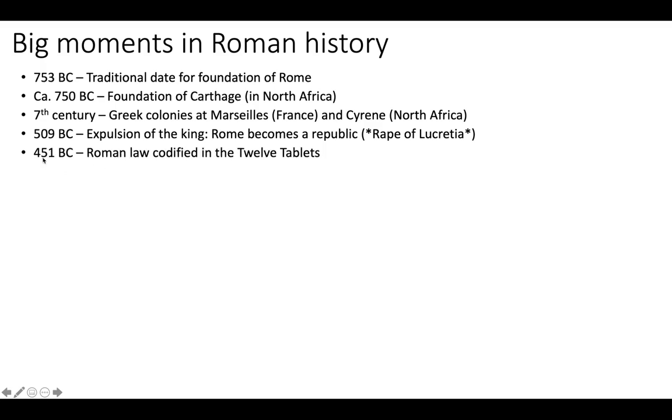Okay, 451, Roman law codified in the 12 Tablets. This is just an important moment for legal history. Roman law is very important because it's the foundation for law in France, law in England, law in America later too. So a lot of the laws that we still have actually have foundational connections back to Roman law. Codified just means written down.